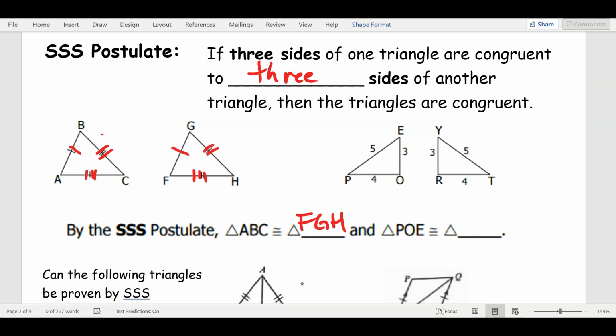Okay, now on the other triangle, there are no tick marks here. But do you see how the numbers match up? 3 and 3, 4 and 4, 5 and 5. You can put tick marks if you want. Tick, tick, 2 tick, 2 tick. Okay, so that means these 3 sides are matching. That's SSS, side, side, side.